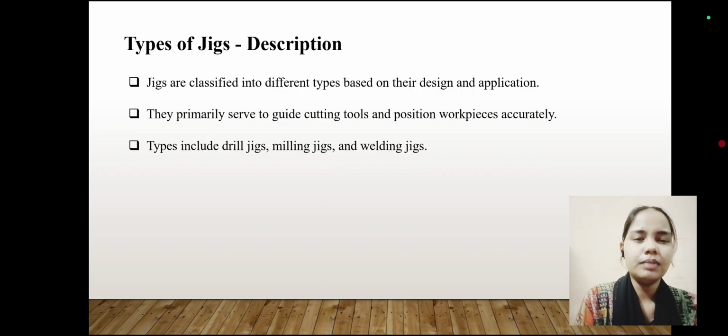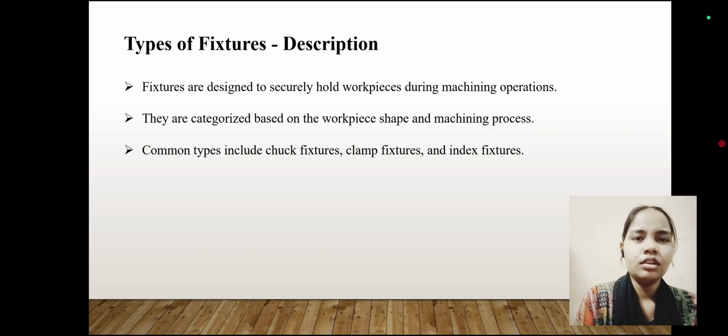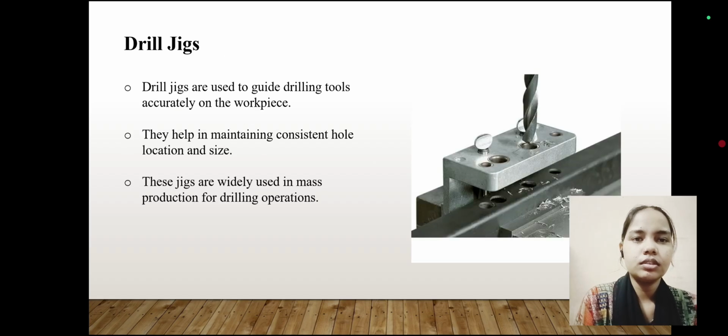Types of jigs. Jigs are basically classified into different types based on their design and application. They are primarily used to guide cutting tools and position the workpiece accurately. Types include drill jigs, milling jigs, and welding jigs. Types of fixtures. Fixtures are designed to securely hold the workpiece during the machining process. They are categorized based on the workpiece shapes and machining process. Common types include check fixtures, clamp fixtures, and index fixtures.